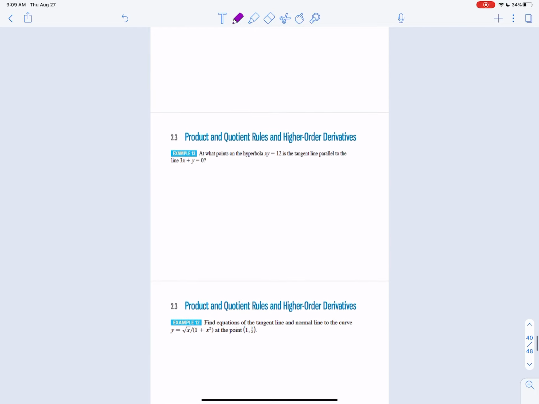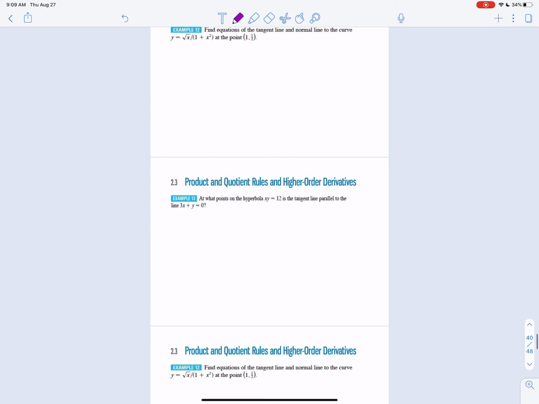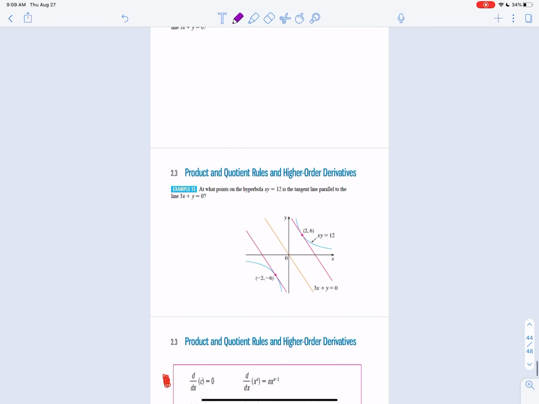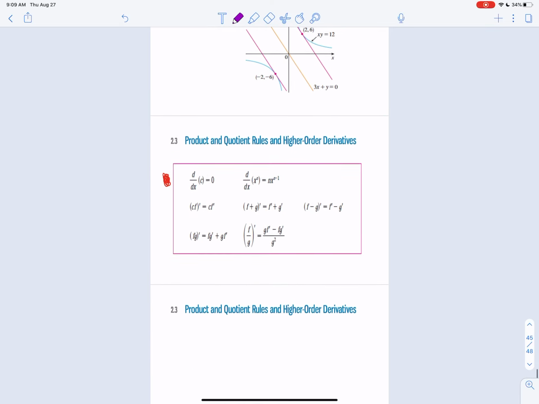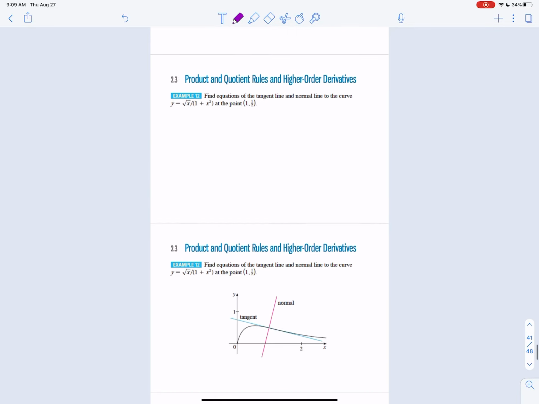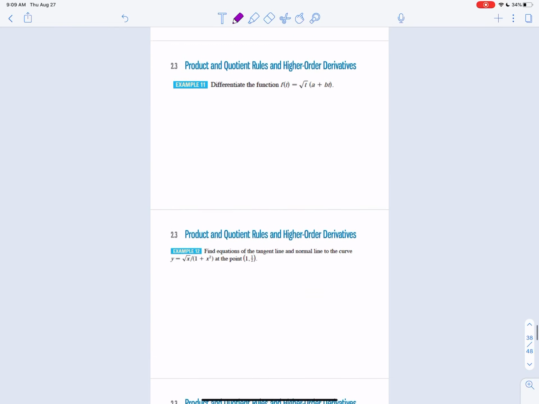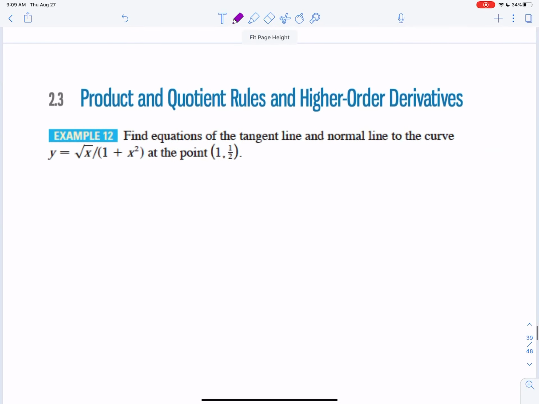Let's do this last one right here, okay? Example, we'll call it 12, all right? Pause and play when you're ready. So we've seen this before. Find equation of the tangent line. Normal line we'll get to. Just put it on the back burner for now, okay?